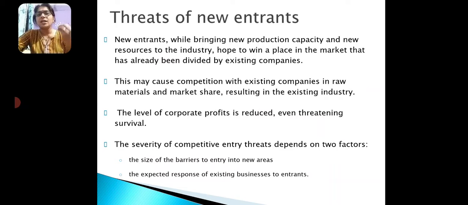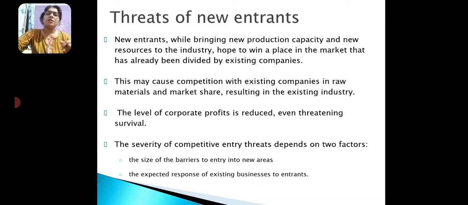But if I want to start a kirana shop, of course I can start tomorrow. I can just buy things from wholesale and put up a shop in front of my house, isn't it? That means for the kirana shop, the threat of new entrants is very prominent. But when it comes to a petrol bunk, I'm not saying there is none, but the threat of new entrants is less, isn't it?